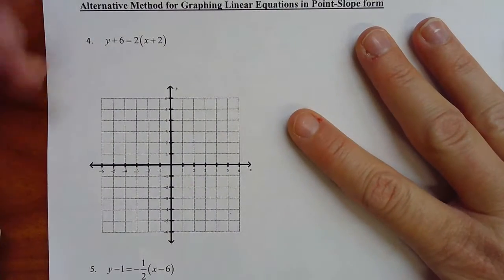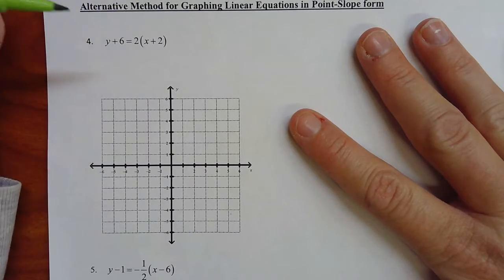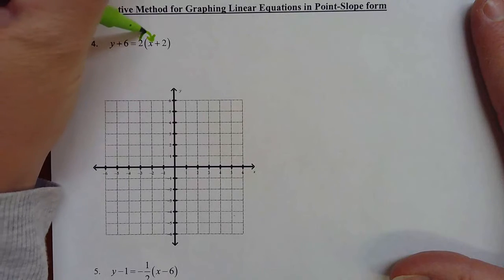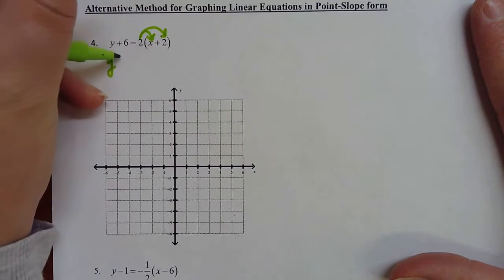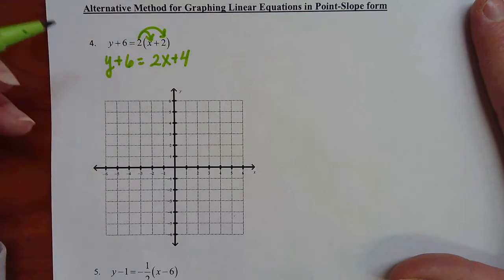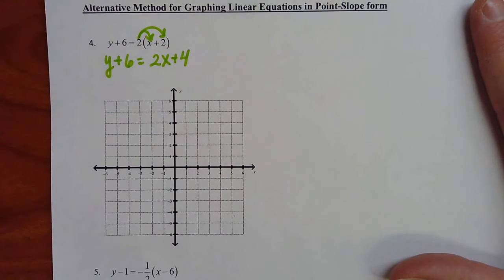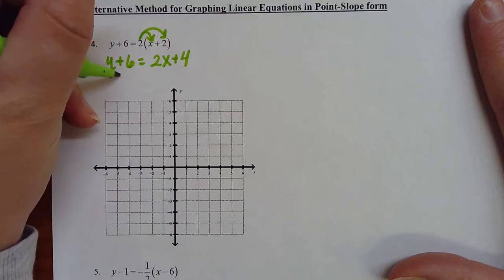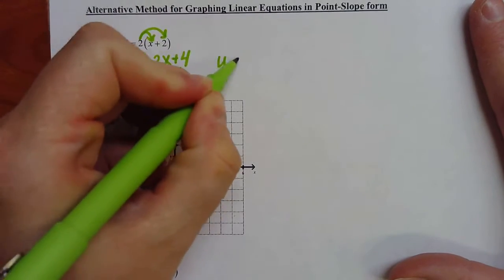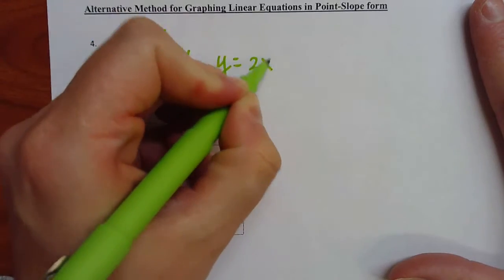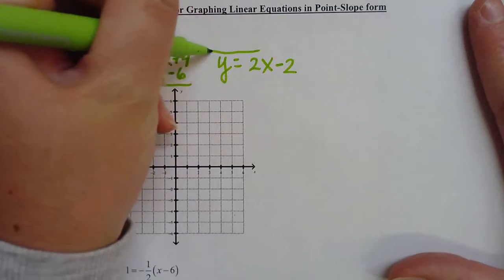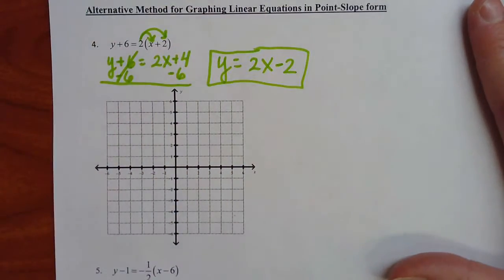So for this one right here, again, this is in point slope form. So I'm going to convert this to slope intercept. Step 1, distribute. And I get y plus 6 equals 2x plus 4. After you distribute, you move whatever is with y. So this is a plus 6, so you subtract 6. And I get y equals 2x positive 4 minus 6 is a negative 2. There's the equation that I'm actually going to graph.